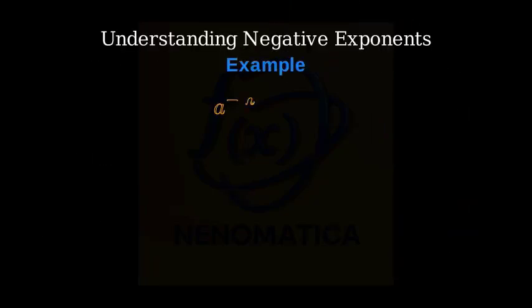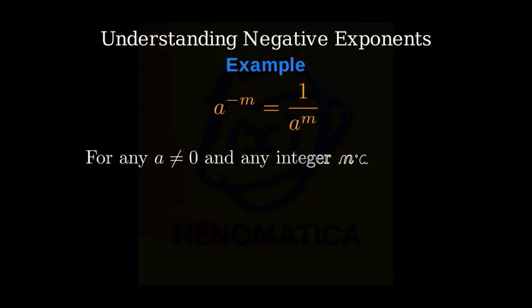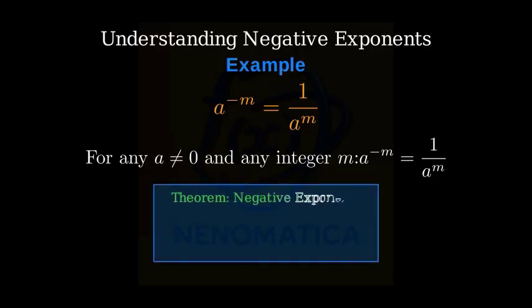Let's begin with our example. In this problem, we need to understand what negative exponents represent. The theorem states that when a base is raised to a negative exponent, it equals 1 divided by the same base raised to the positive version of that exponent. In other words, a to the power of negative m equals 1 divided by a to the power of m. This is one of the fundamental properties of exponents. It allows us to convert between negative exponents in the numerator and positive exponents in the denominator.